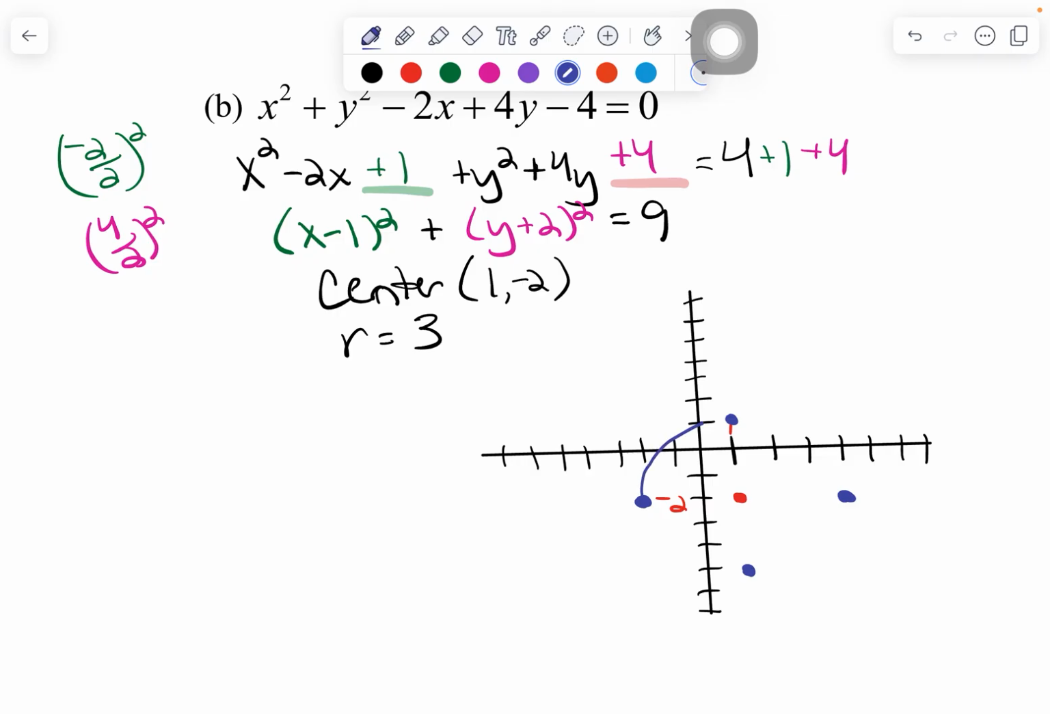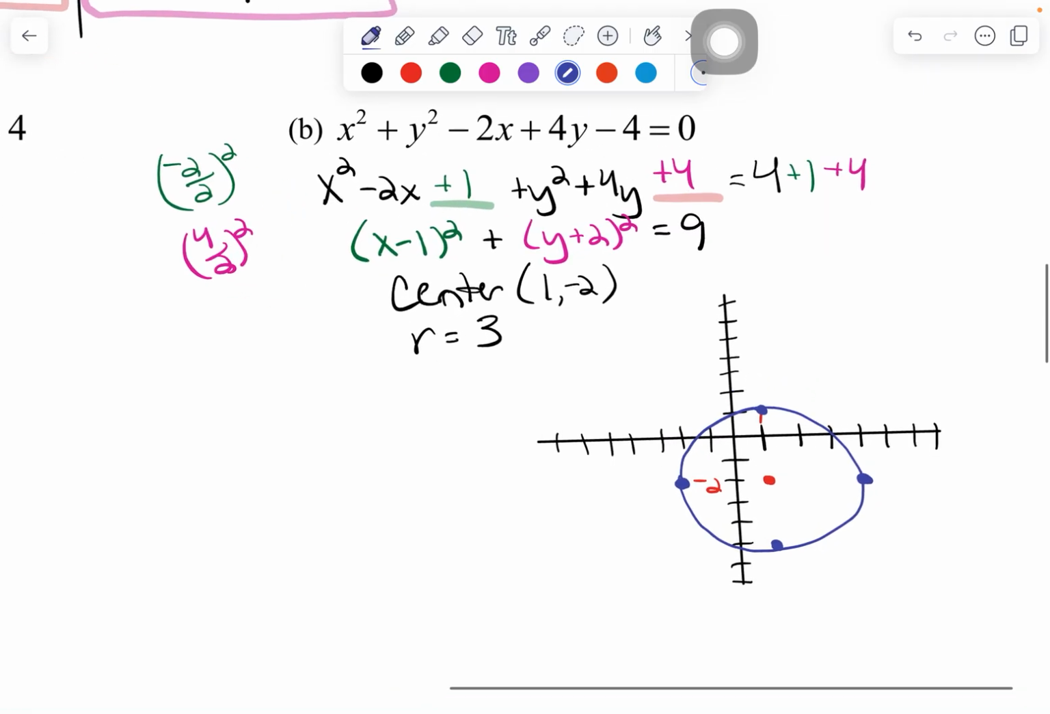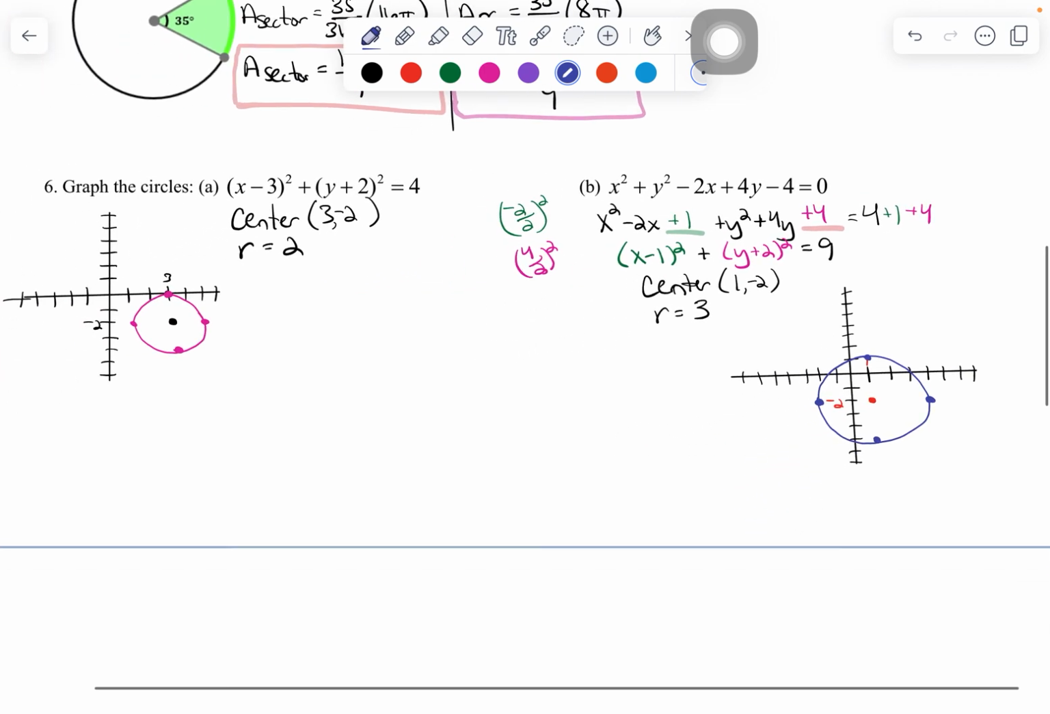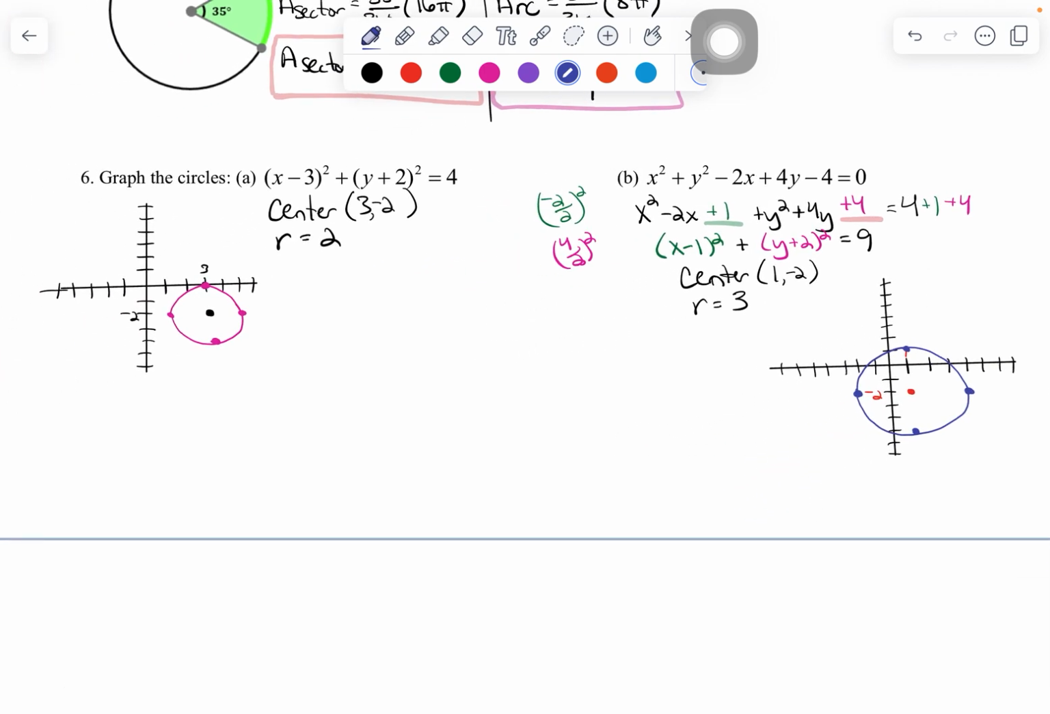All right, so circle, close. If I want these circles to look a lot better than this, I will give you a grid. All right, so that's how you actually graph a circle. All right, so that is the end of this video.